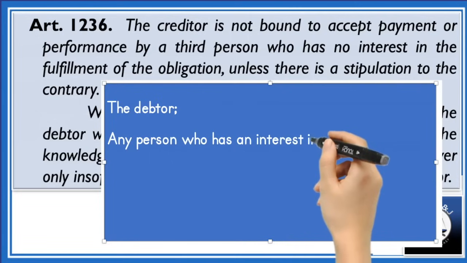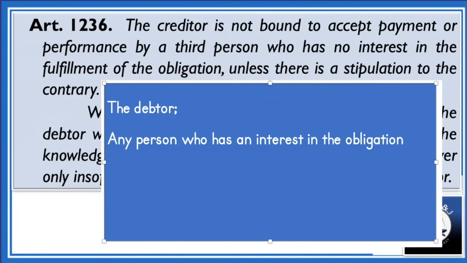Second, any person who has an interest in the obligation. Okay? Now, sino ba tong may mga interest in the obligation? Example nito is yung mga guarantor, right? Kung yung property mo ang na-mortgage to secure that payment from your friend, ikaw ay may interest to pay that. Otherwise, mafo-foreclose yung property mo, right?